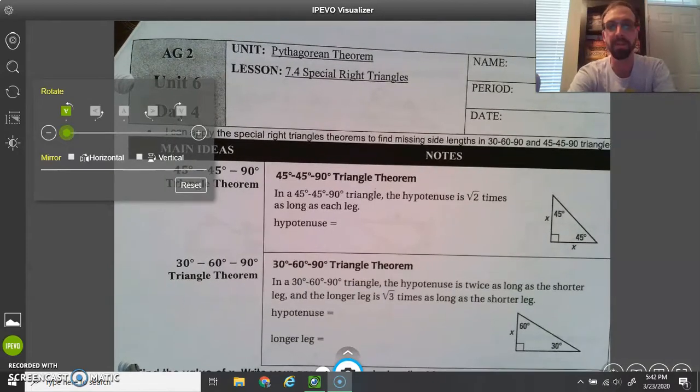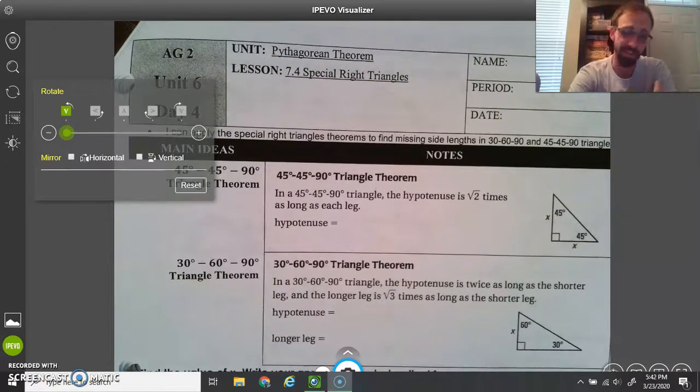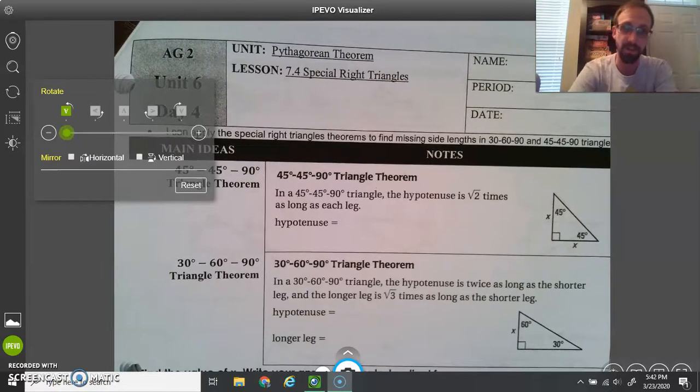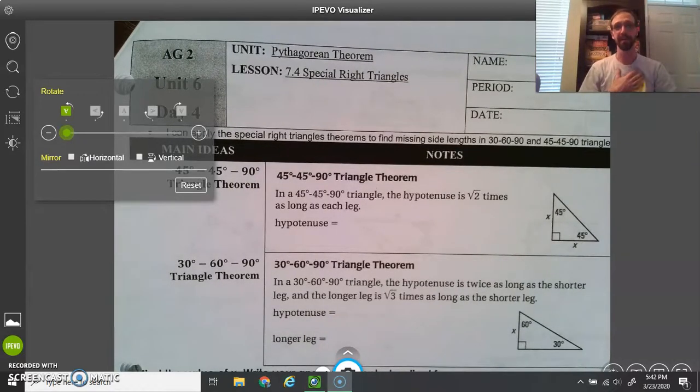First, we're going to start off with special right triangles. This section is near and dear to me. This is a very close section to my heart. It's very special, if you will. Pun intended. Just because I'm not there doesn't mean you can't get my puns.